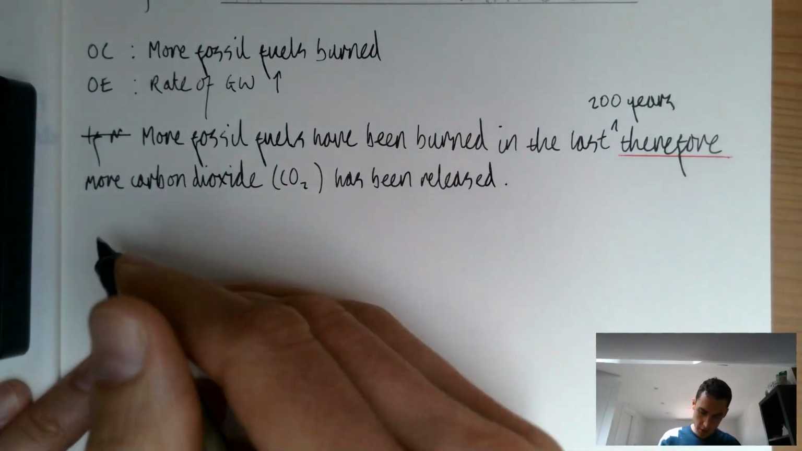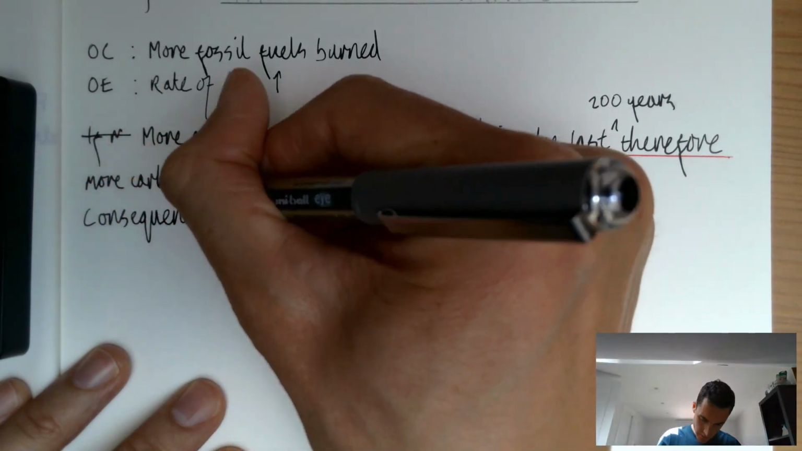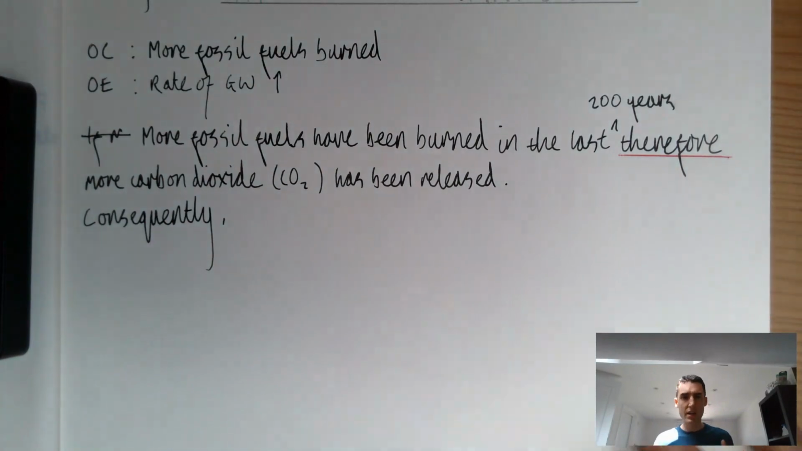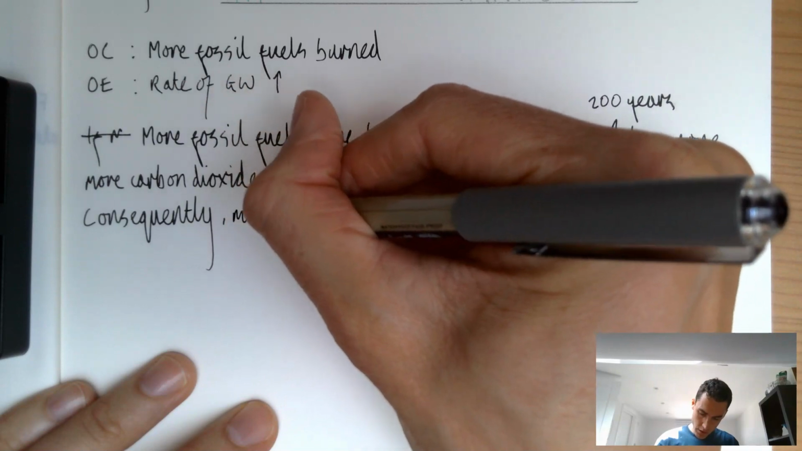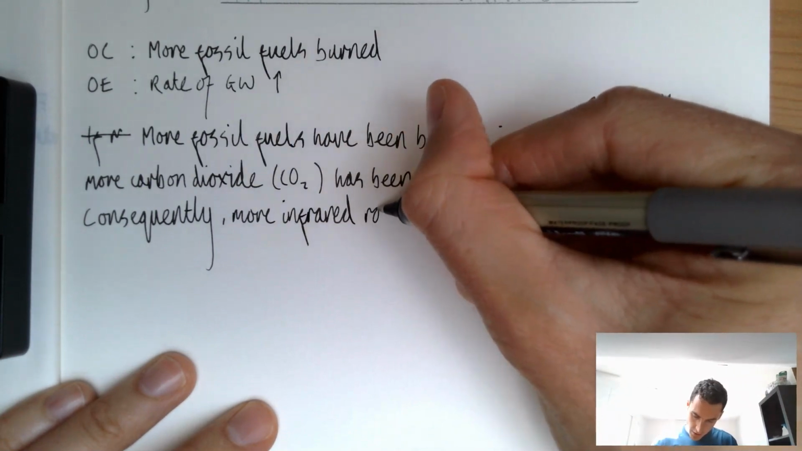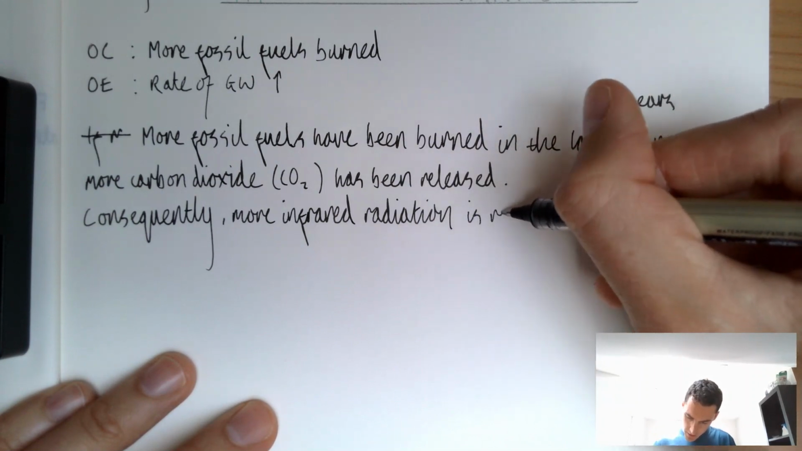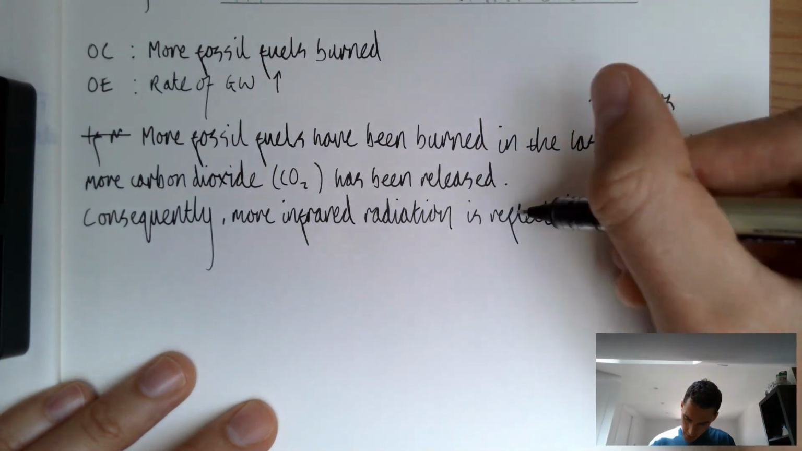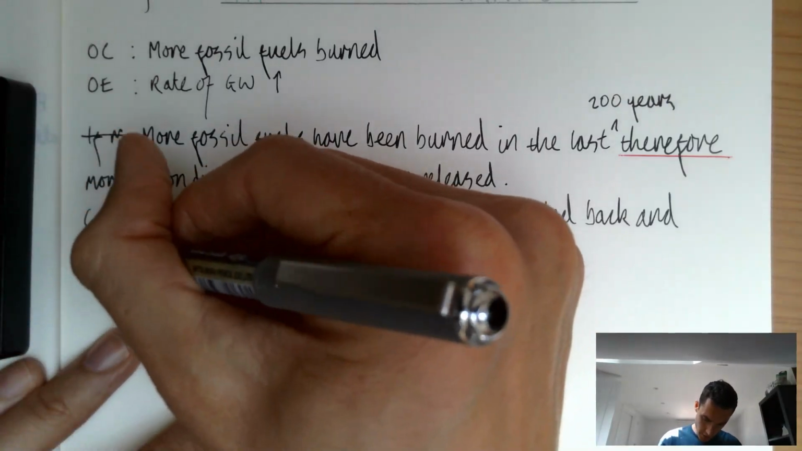Full stop. Consequently, that's a really nice way of linking together ideas causally. So consequently, and this is where I might just say there's more greenhouse effect. I'm actually going to go through it and talk about it in full. So I might say, consequently, more infrared radiation is reflected back and absorbed by the Earth.